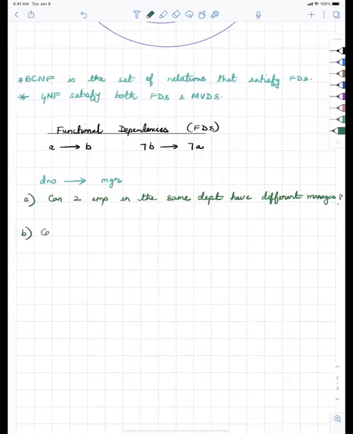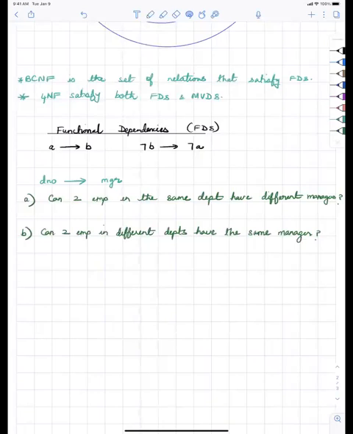And the second one is, can 2 employees in different departments have the same manager? Okay, so I would like you to look at these 2 questions. Let's look at question number 1.